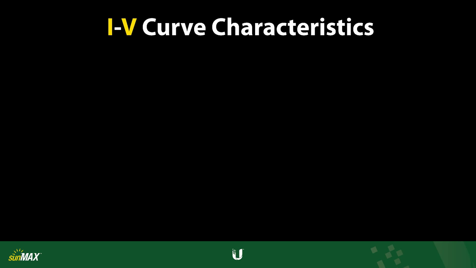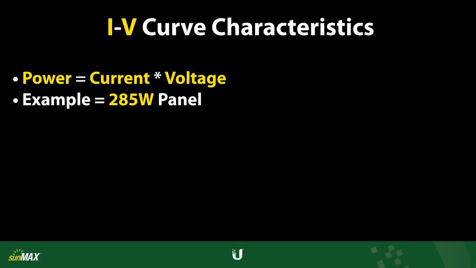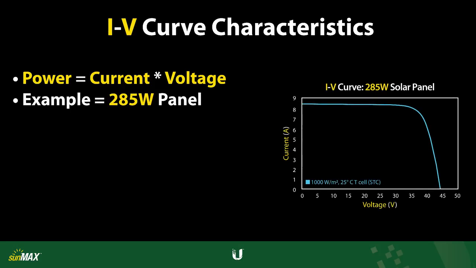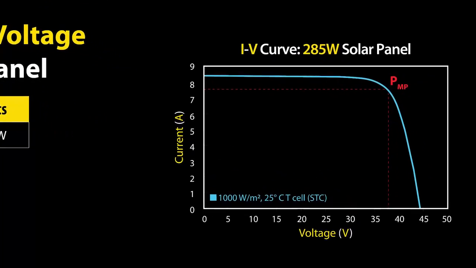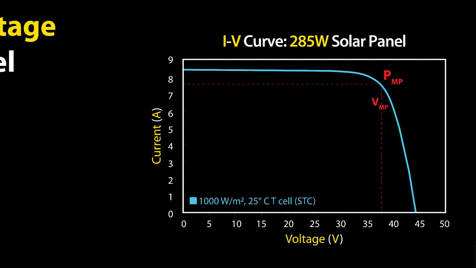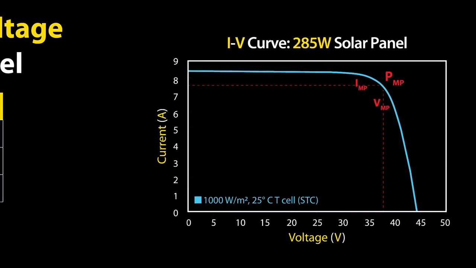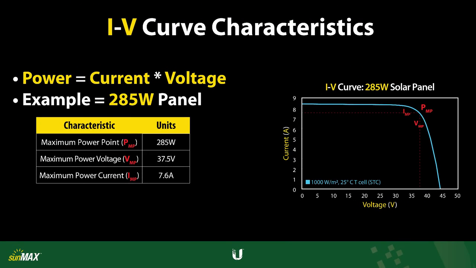Before examining these relationships, let's reinforce some of the characteristics of the IV curve, namely the equation power equals current times voltage. Using an example module rated to 285 watts, the maximum power point is reached under standard test conditions, where the maximum power voltage is 37.5 volts and maximum power current is 7.6 amps.